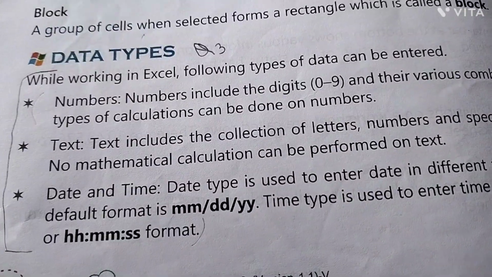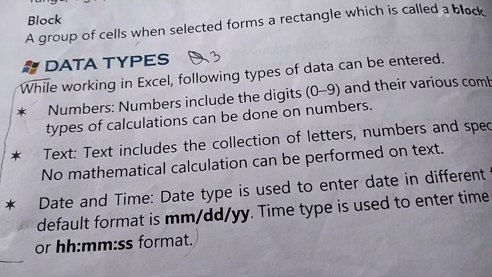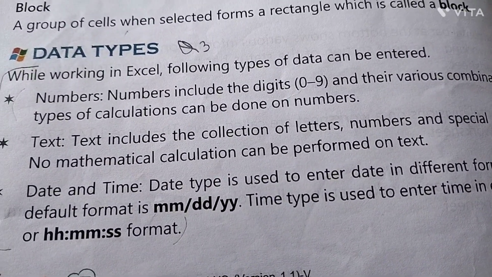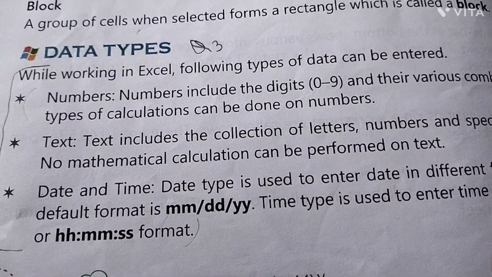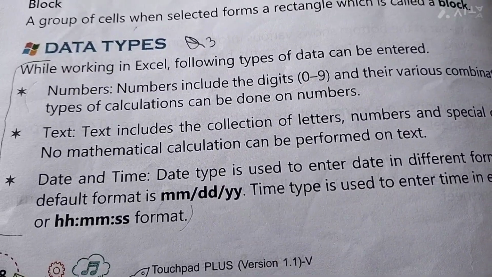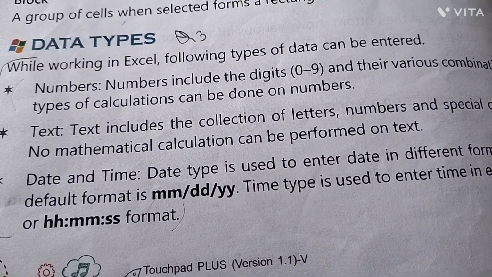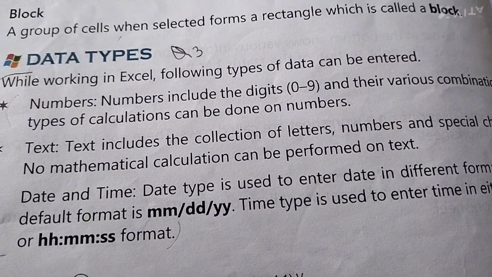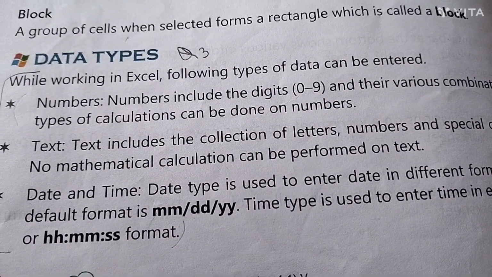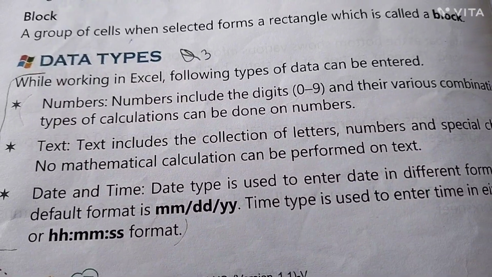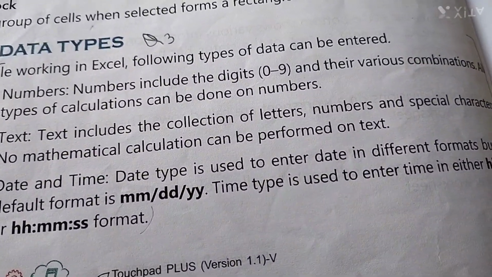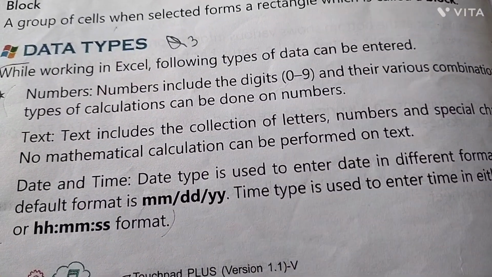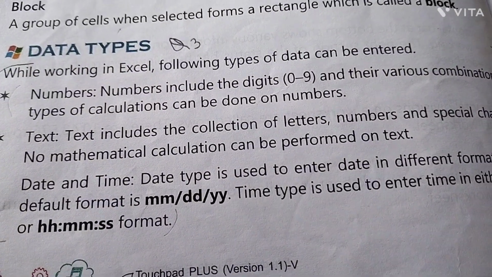Next, data type. While working in Excel, the following types of data can be entered. Numbers include the digits 0 to 9 and their various combinations. All types of calculation can be done on numbers. Text includes a collection of letters, numbers and special characters. So no mathematical calculation can be performed on text.